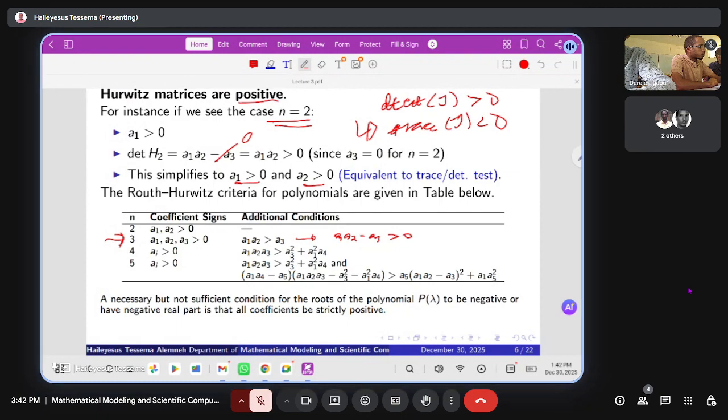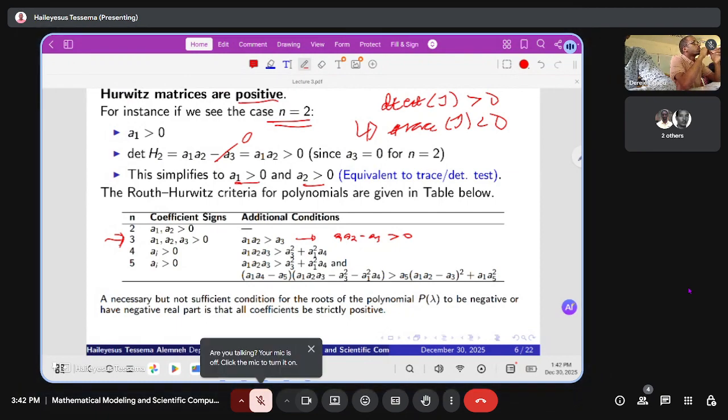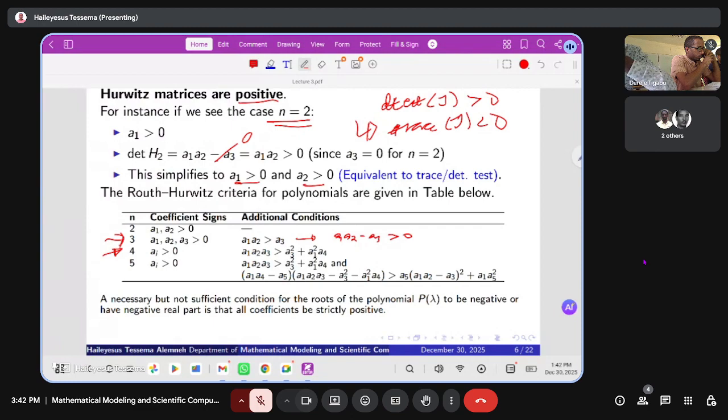So for the case of the polynomial function of degree 3, these are the sufficient conditions that should be satisfied. For the case of polynomial degree 4, if the characteristic polynomial is degree 4, each a_i should be greater than 0 and satisfy this condition: a1 times a2 times a3 should be greater than a3 squared plus a1 squared times a4.